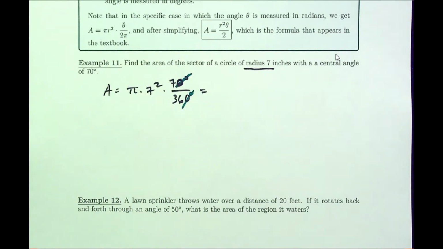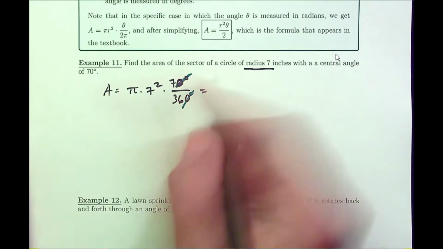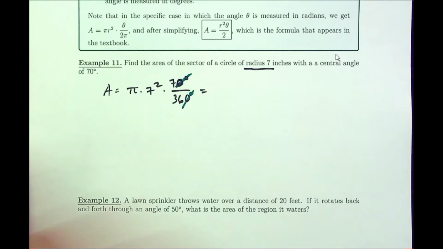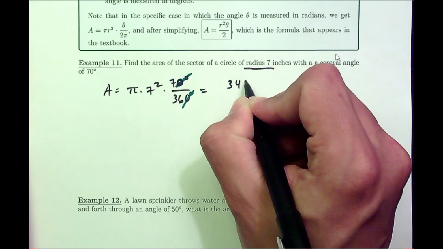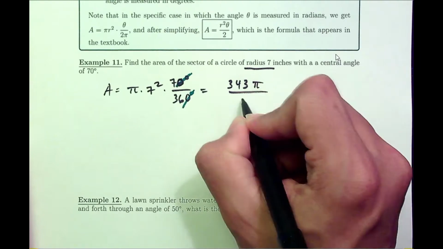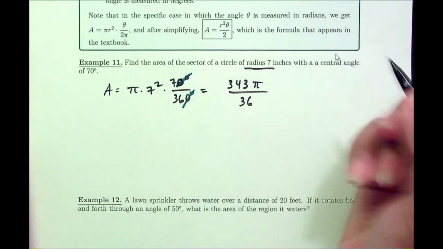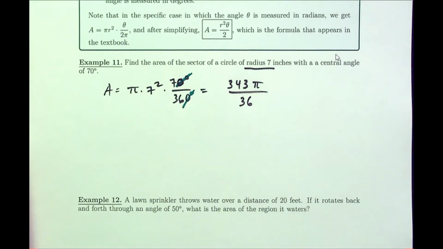And we can put this in the calculator. I'm going to leave it in terms of pi, so I'm just going to multiply the numbers out. So 7 squared times 7 is 343 pi over 36. Okay, and that's it. You cannot simplify that anymore. And this is inches.